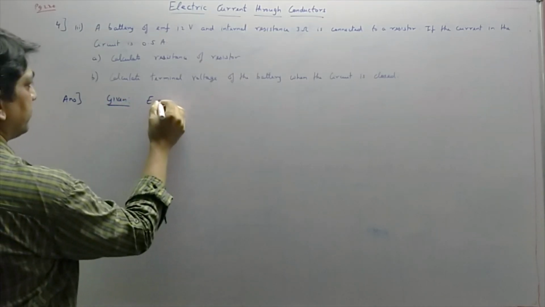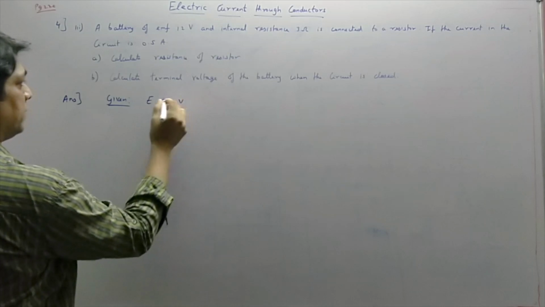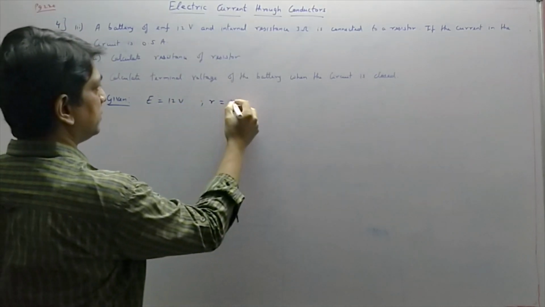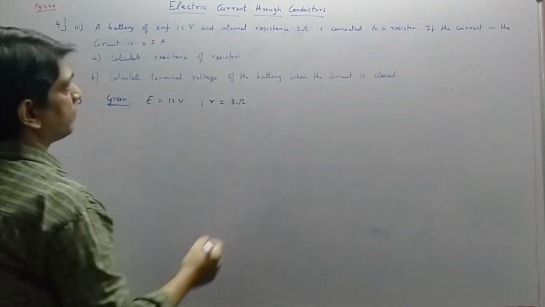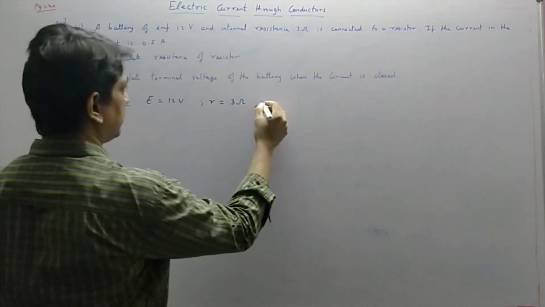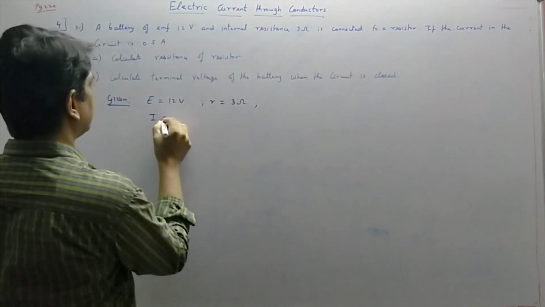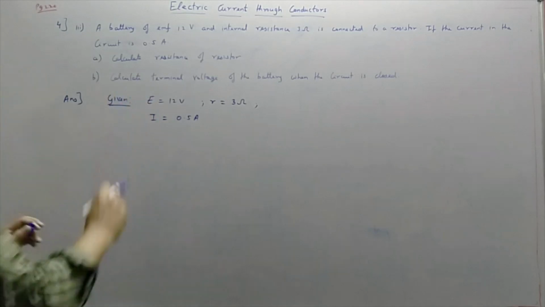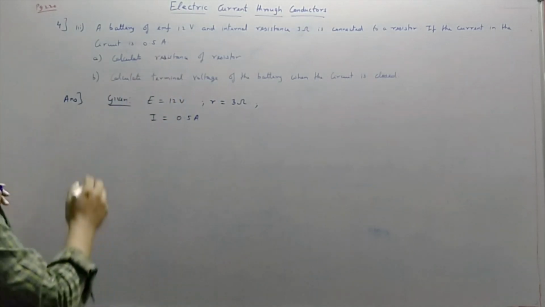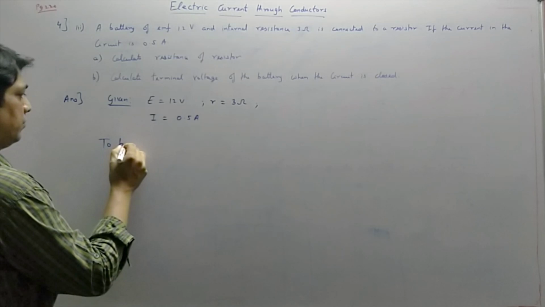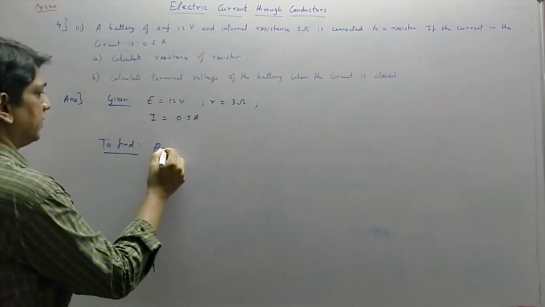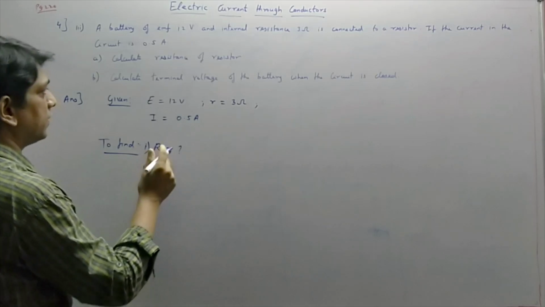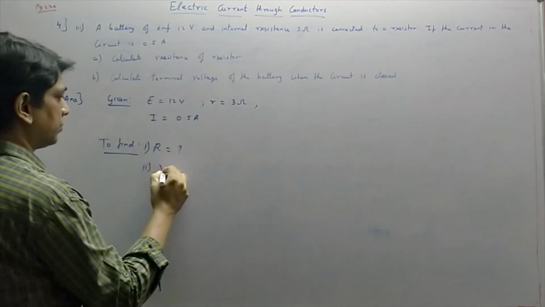the battery's EMF. The battery is going to supply a voltage of 12 volts, and the internal resistance of this battery cell is 3 ohms. They have also given the current flowing through that battery. The entire circuit current is 0.5 ampere, because current flows from this EMF and it flows through the external resistance also. What you have to find is, number one, the resistance of the resistor, and the terminal potential difference, that is V.